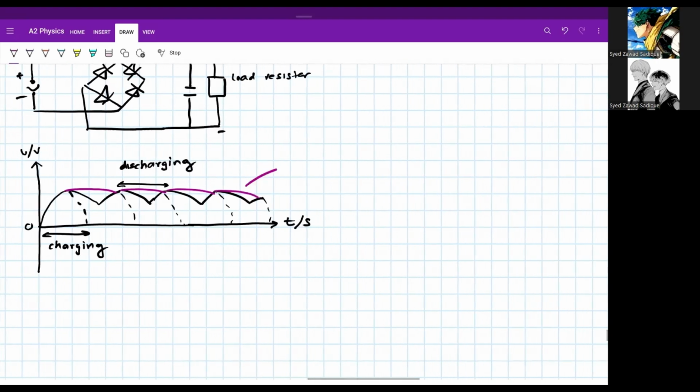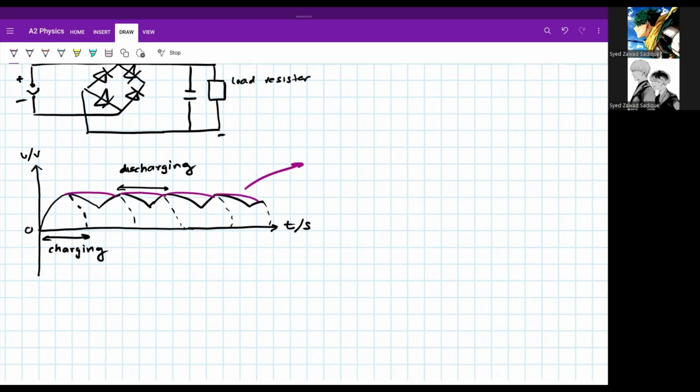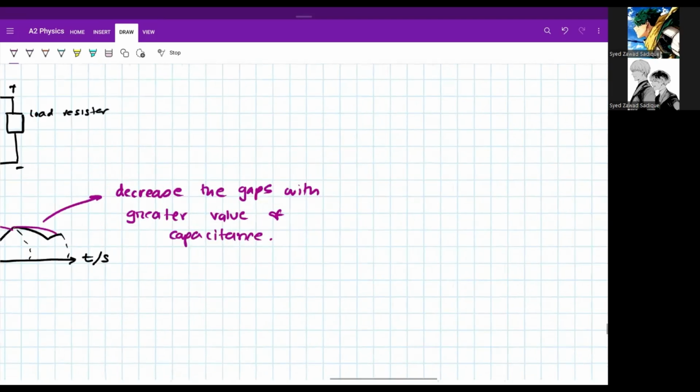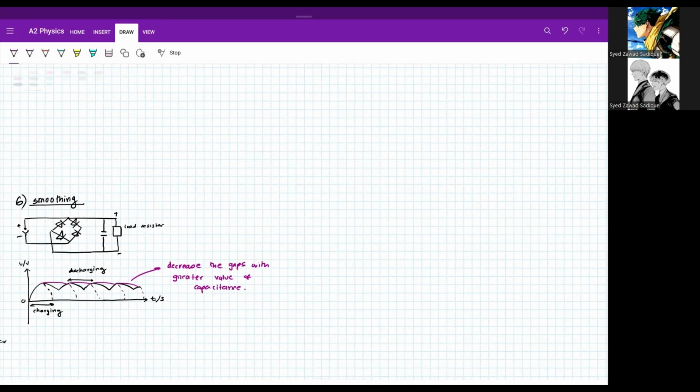Okay, now how did scientists do this? Very simple. We figured out that you can decrease the gaps with greater value of capacitance. So if you have a capacitor with a very large value of capacitance, or many capacitors parallel to each other, then you will have a lot of discharging, so the lights will always stay on with little to no dim. Okay, I'd like to draw a bit more to the concept.